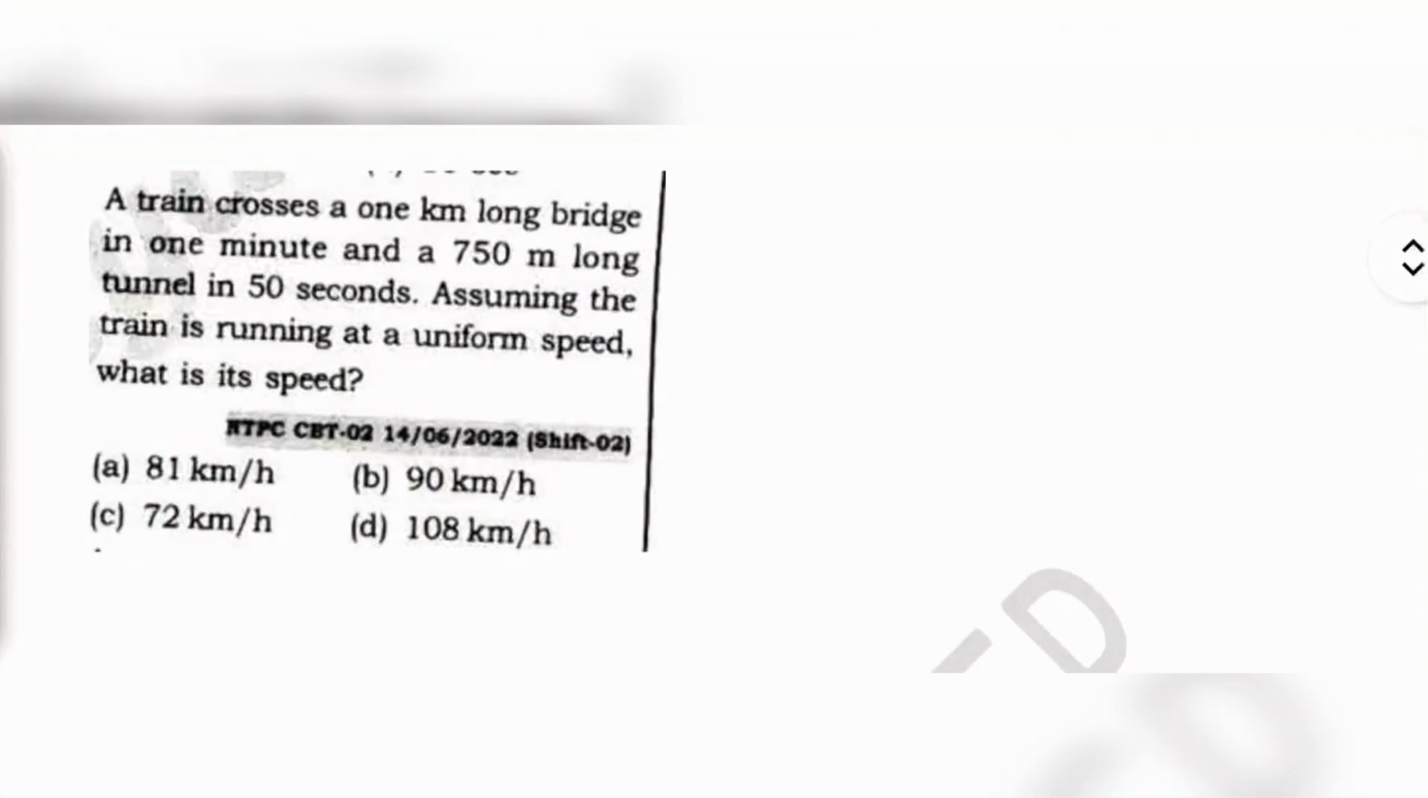A train crosses 1 kilometer long bridge in 1 minute and a 750 meter long tunnel in 50 seconds. Assuming that the train is running at a uniform speed, what is the speed?